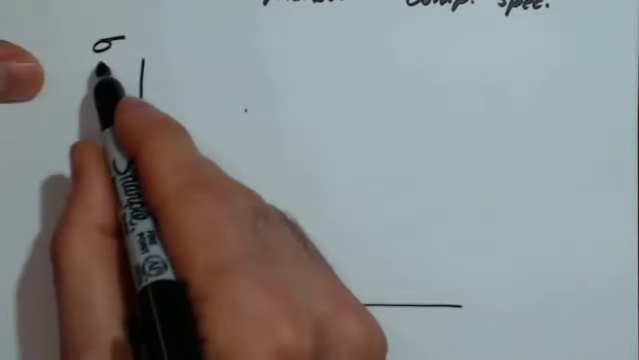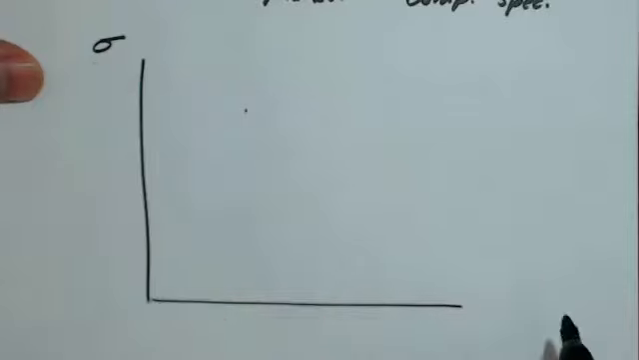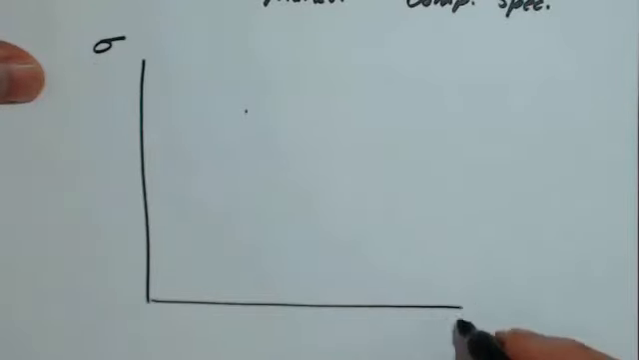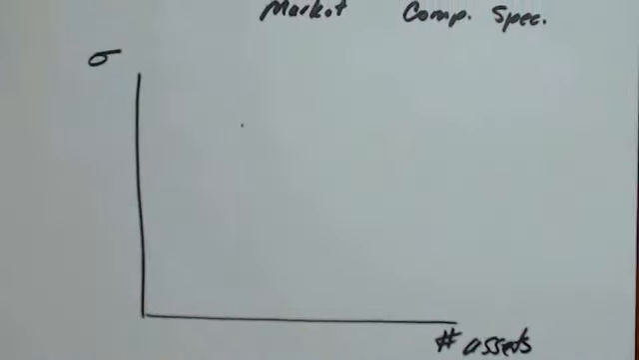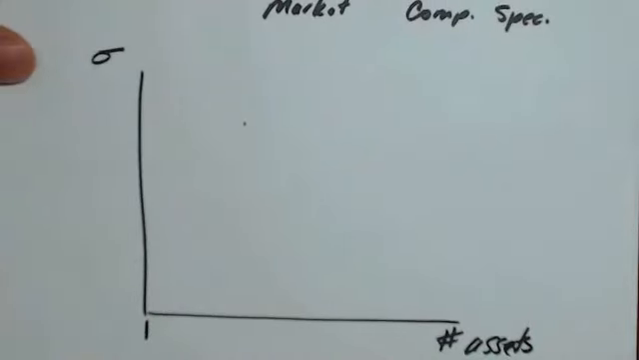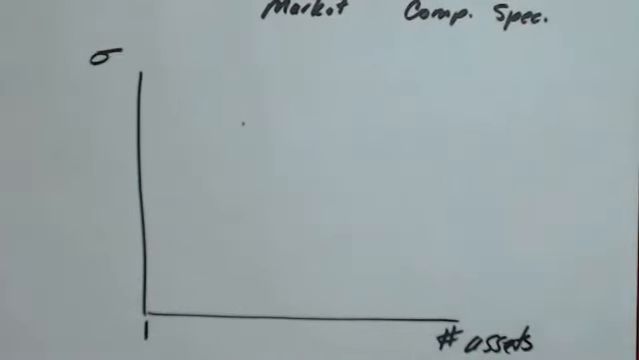So here we have total risk on this y-axis, and on the x-axis we have the number of assets in a portfolio. Think of it as the number of stocks in a portfolio. And so when we have one stock in a portfolio, and you can have a one-stock portfolio just like you can have a one-word sentence and a one-sentence paragraph.